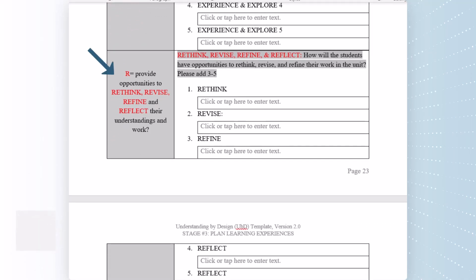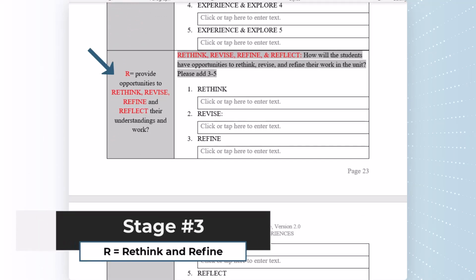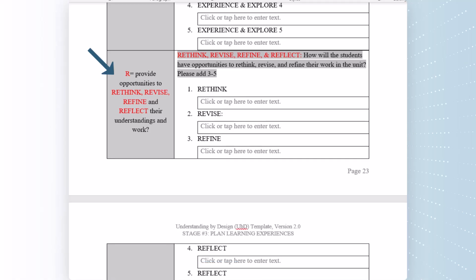The R section of the design is focused on creating opportunities for learners to rethink and refine their big idea understandings. In order for deep and lasting understanding to be created, students need repeated moments to refer back to the essential questions and interact with their evolving thoughts. Learners should have ample opportunity to rethink, revise, and reflect on what they think and understand.